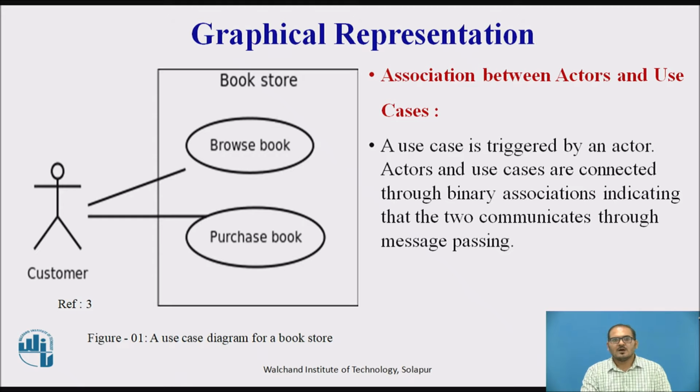The association between the actors and use cases: the use case is triggered by an actor, and actors and use cases are connected through a binary association indicating that the two communicate through message passing. An actor must be associated with at least one use case. Similarly, a given use case must be associated with at least one actor. Associations among the actors are usually not shown. However, one can depict the class hierarchy among the actors.